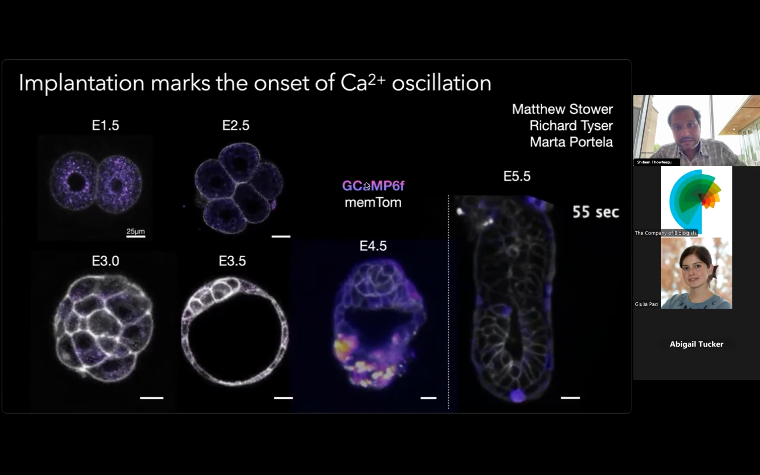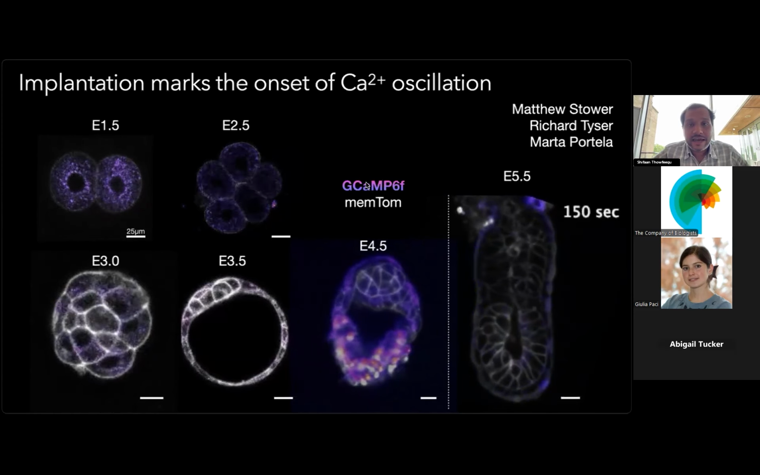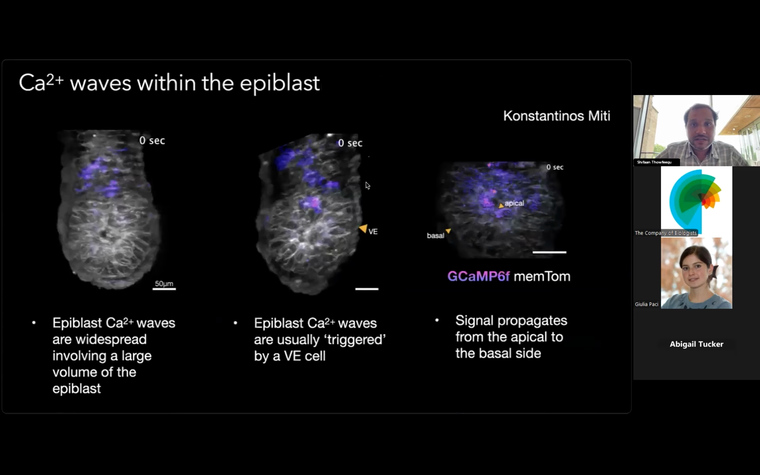So this is just a mid-central section through the embryo, but to investigate this in more detail in 3 dimensions and at faster time resolution, when a very talented master's student, Konstantinos, joined the lab, we employed lattice light sheet microscopy to image it in 3D and at high temporal resolution.